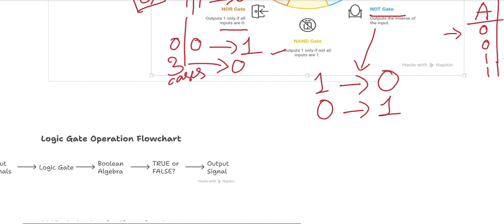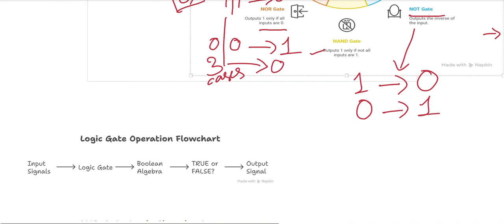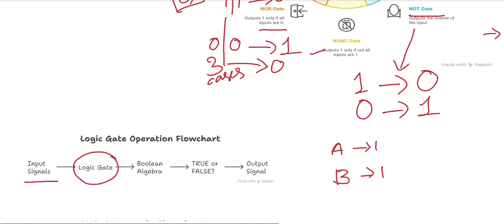Now we'll see the logic gate operation framework. What happens? First, we need to pass the input signals. Let's take two inputs. We are passing the signal 1. Here also we'll pass 1. Next, we need to apply a logic gate. So which one should we take here? Okay, we'll go with the OR gate.